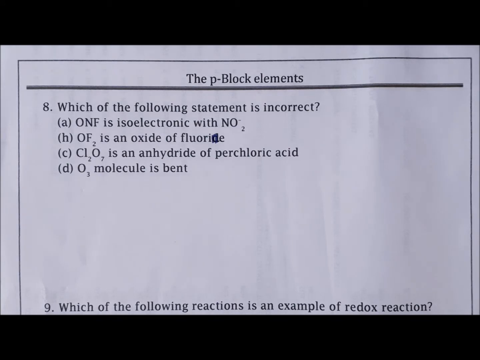Next question, which of the following statements is incorrect? A. ONF is isoelectronic with NO2 minus. B. OF2 is an oxide of fluorine. C. Cl2O7 is an anhydride of perchloric acid. D. O3 molecule is bent. So let us check all the statements whether they are true or incorrect.